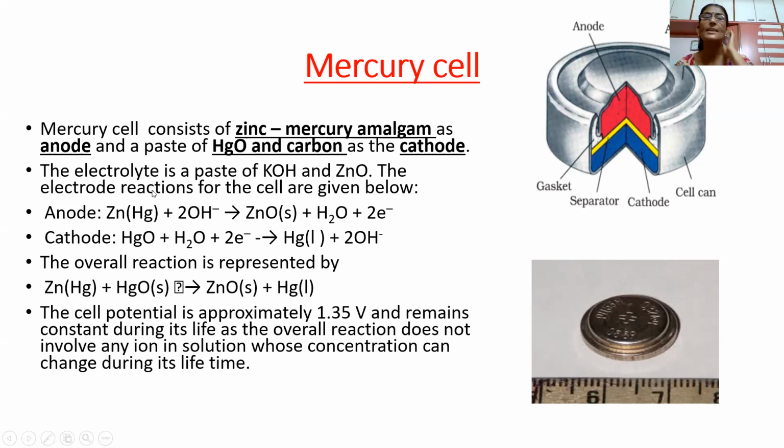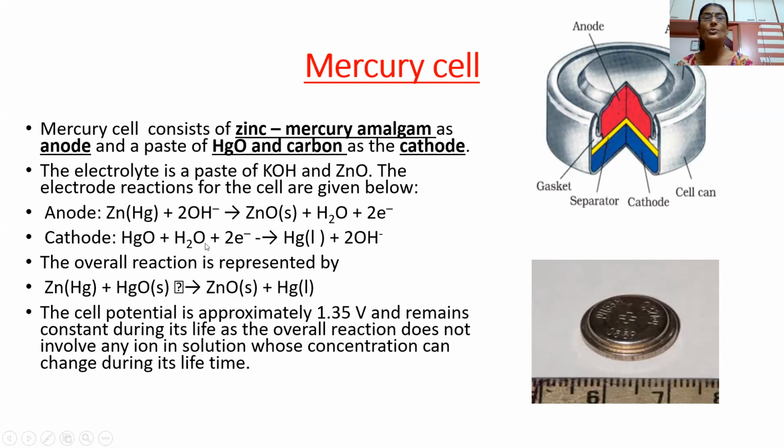Now what are the reactions taking place? At the anode, as we said, zinc amalgam in basic medium, because KOH is the electrolyte. So in presence of OH minus, it loses electrons and forms zinc oxide. This is oxidation, taking place at the anode. And at the cathode, HgO, because HgO is placed as the cathode, this mercuric oxide accepts electrons and converts into mercury. These are the reactions taking place in the cell.